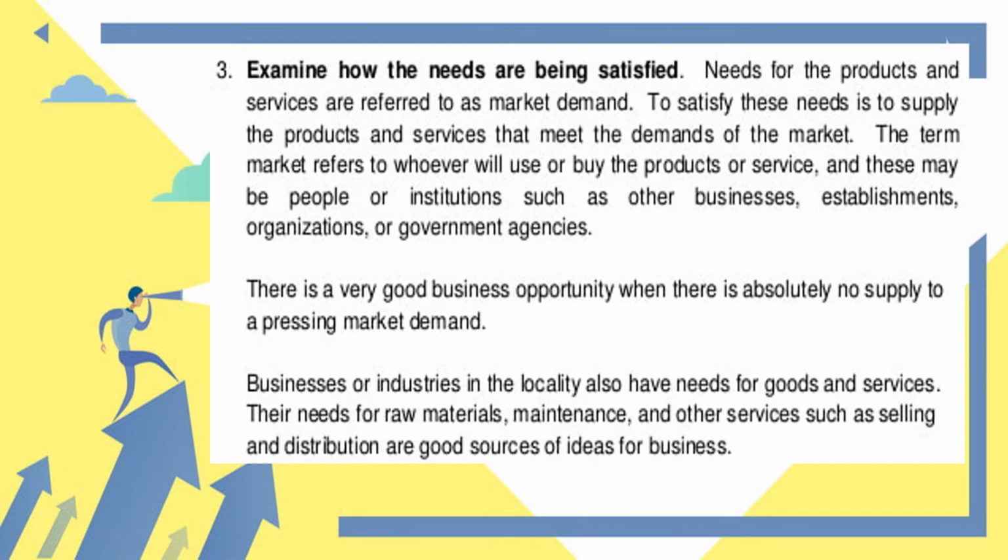Next is examine how the needs are being satisfied. So needs for the products and services are referred to as market demand. To satisfy these needs is to supply the products and services that meet the demands of the market. So the term market refers to whoever will use or buy the products or service. And this may be people or institutions such as other businesses, establishments, organizations, or government agencies.